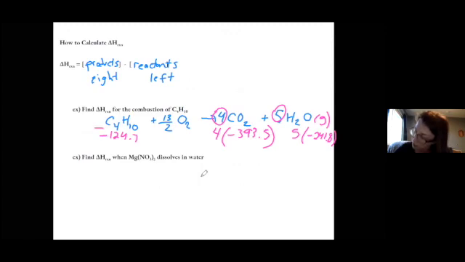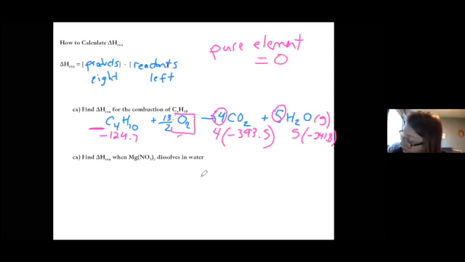I don't have more than one of them, so I don't need to multiply it by anything. And then for oxygen, oxygen is a diatomic, but it's a pure element. For any pure elements, meaning an element by itself on the periodic table, so it could be iron, it could be lithium, it could be oxygen, which is a diatomic, any element by itself is not listed on your chart. Pure elements have a value of 0.